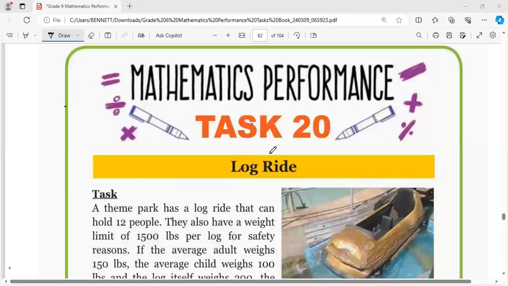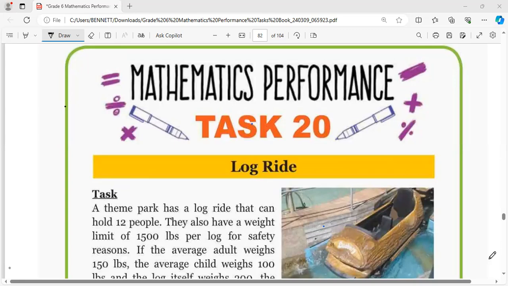All right, let's go. So it says task 20, log ride. A theme park has a log ride that can hold 12 people. They also have a weight limit of 1,550 pounds per log for safety reasons. If the average adult weighs 150 pounds, the average child weighs 100.